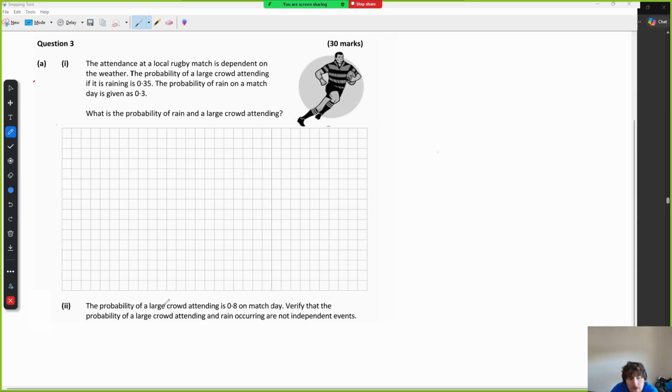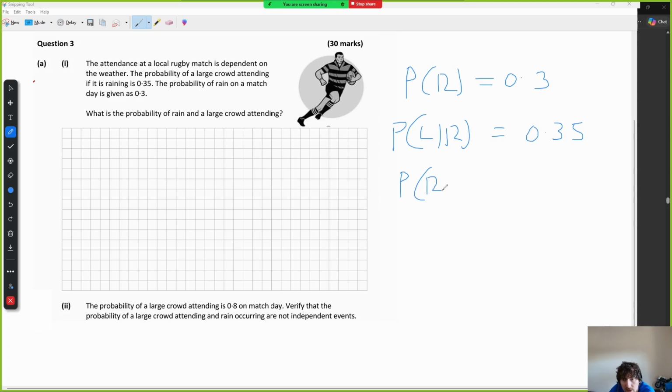So it says here, the probability of a large crowd attending is 0.8. Okay, so that seems like we still see this is part 2 as well. So we probably need our answers from the previous question. Let me see, can I get them back here? I don't seem to be able to. So I remember most of them anyway. So the probability of it raining was 0.3, wasn't it? The probability of L given R was 0.35, if I remember. And then the thing we worked out was rain and a large crowd, R intersect L, was equal to 0.105, if I remember correctly.